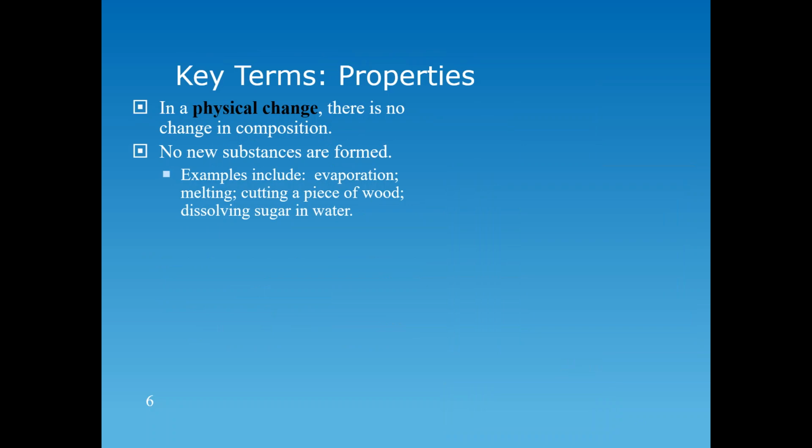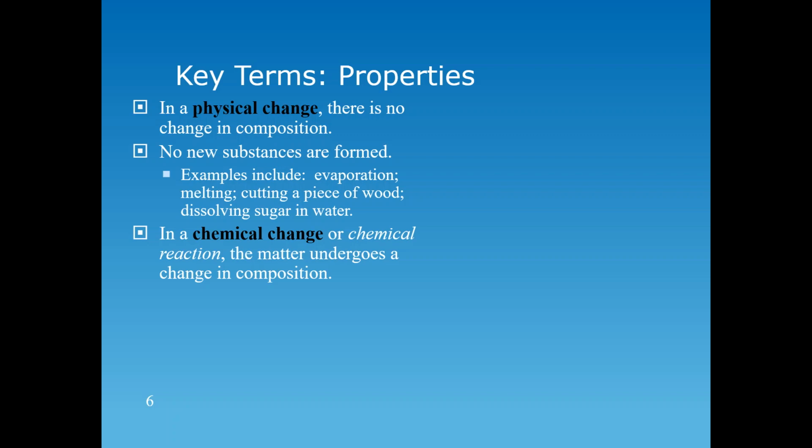And then related terms: physical change and chemical change. Let's deal with the physical change first. A physical change is one where a change is occurring, but there's no change in the composition of the substance that is undergoing the change that you're observing. Things like evaporation, melting, cutting a piece of wood, or dissolving sugar in water are all examples of physical changes, because what they all have in common is that even though there is a change that you can observe, there's no reaction taking place and no new products being formed, so we consider these changes to be physical changes.